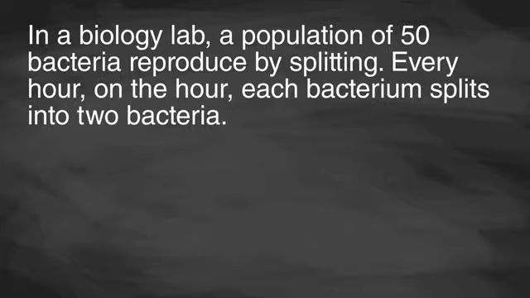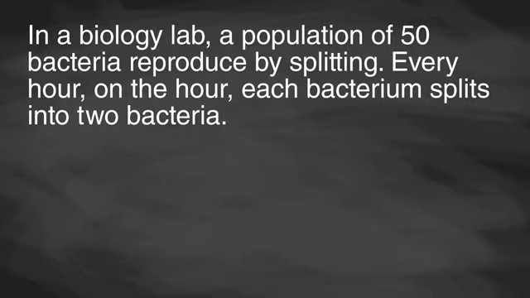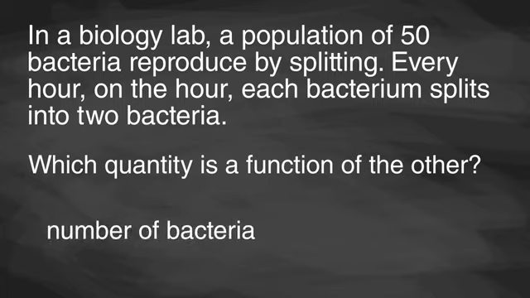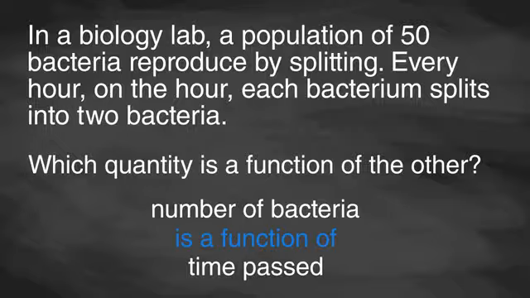In a biology lab, a population of 50 bacteria reproduce by splitting. Every hour on the hour, each bacterium splits into 2 bacteria. Which quantity is a function of the other? The number of bacteria or the time passed? The number of bacteria is a function of time passed.